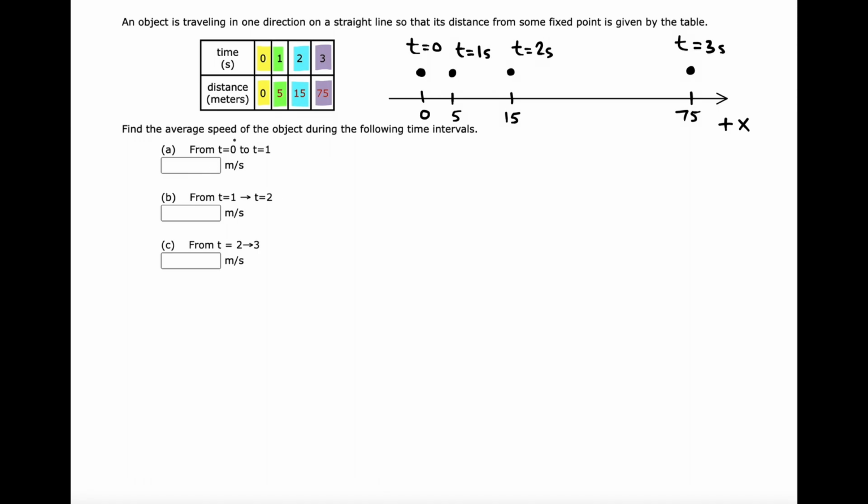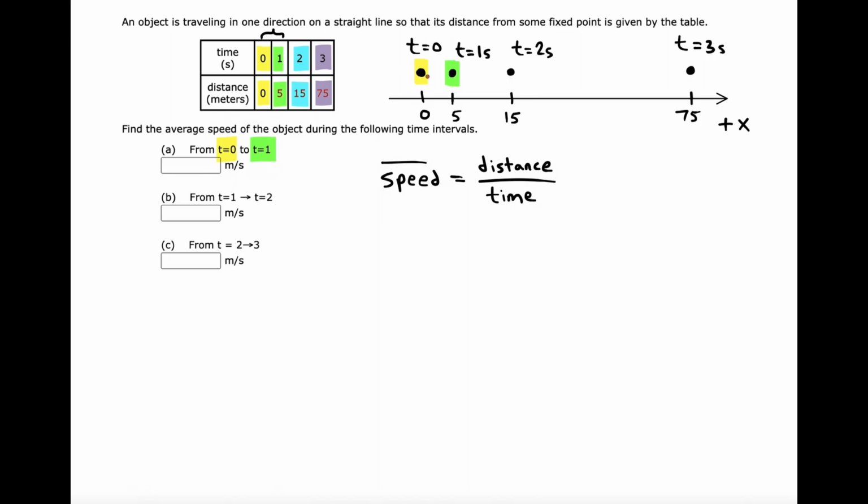In order to calculate average speed for the object, we're going to need the formula average speed equals total distance traveled divided by the time. When you're doing an average quantity, though, you want a time interval to be selected. So they give us that we should do the interval from t equals 0 to t equals 1. So that's going to be these two data points right here. It's going to be from this point to this point.